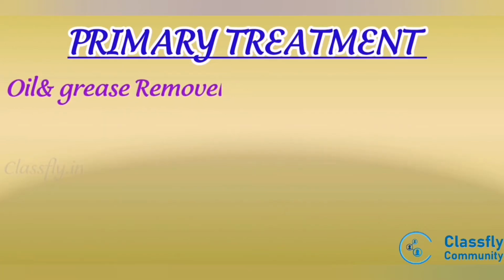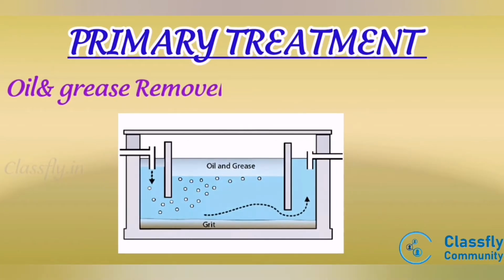Oil and grease removal means oil and grease is removed by passing air under high pressure into sewage water and subsequently water is passed into a low pressure chamber. As the solubility of air in the water decreases during this process, air comes out of water in the form of bubbles. These bubbles carry oil with them to the top, which is removed by skimming.